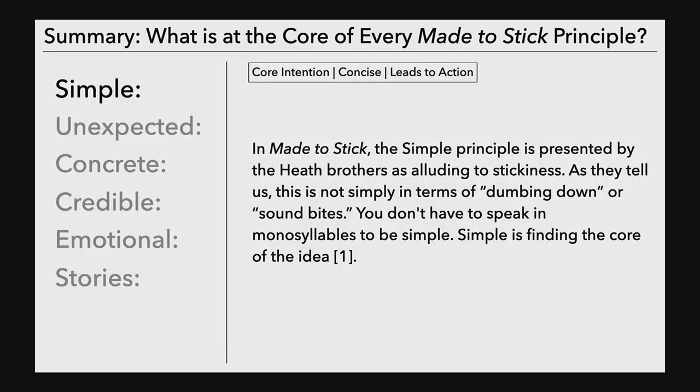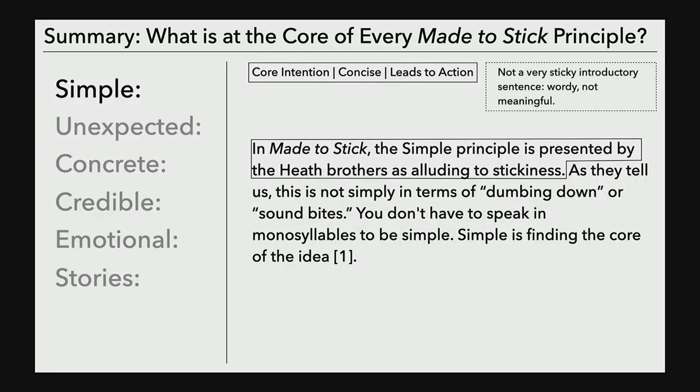I was going to mention that, but I was going to start by looking at this first sentence here, right? In Made to Stick, the simple principle is presented as alluding to stickiness. That is ultimately a pretty meaningless sentence. It doesn't give you anything about the concept of simplicity. It's not very meaningful. It doesn't define it in any way. Now, this does define one of the aspects of simplicity, but where does it happen? It happens at the end of this passage, right? At the end of the definition.